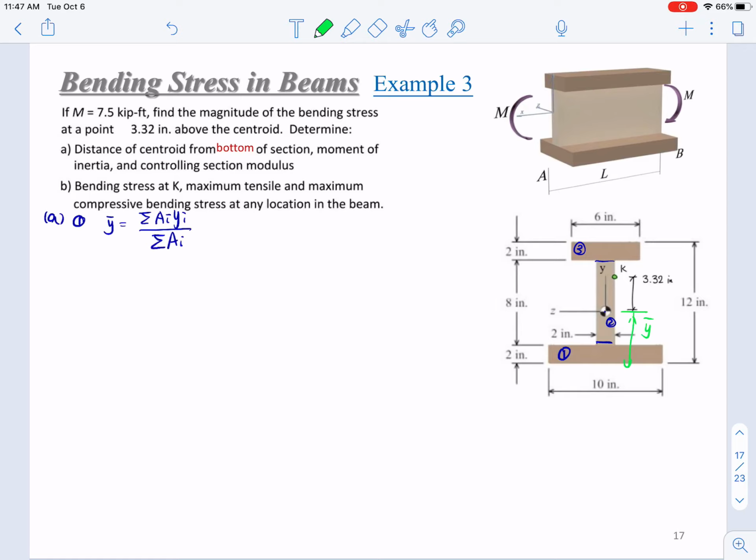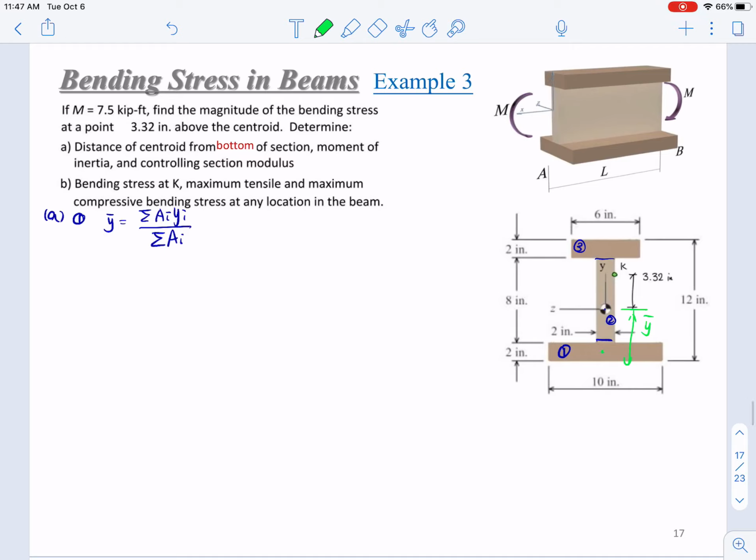And we are calculating this y bar. Here we have the local centroid; here is your y1, and the local centroid of area 2 is here, this is your y2. Here, this is your y3. In the first table, the key is to find the correct y_i values.